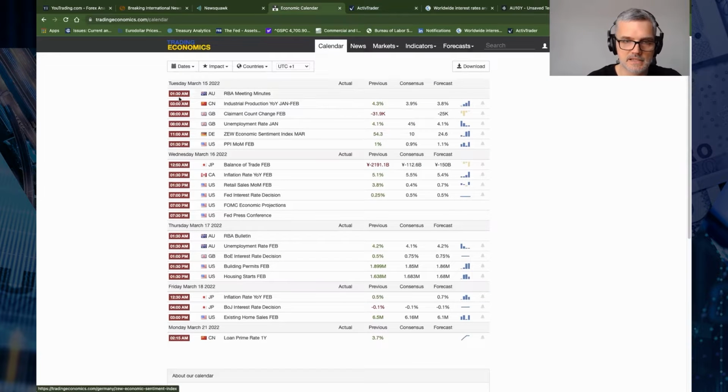All right, going to the economic calendar. Monday, not a lot happening, Tier 1 wise for market moving data. It starts on Tuesday in the overnight session. We've got the RBA meeting minutes. They're on hold until Ukraine and Russia finish. They are looking to raise rates.